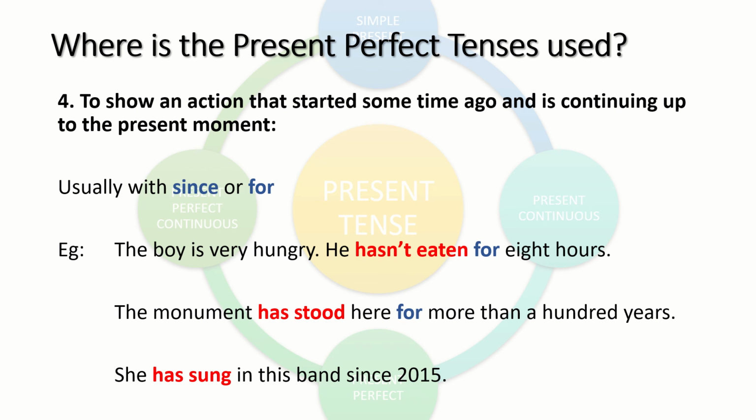The monument has stood here for more than 100 years. So it was built a long time ago, more than 100 years ago, and even now it is still standing. She has sung in this band since 2015. So that is 5 years ago. That's when she joined the band. And even now she is still going strong with the band. So in cases like this, we use the present perfect tense.